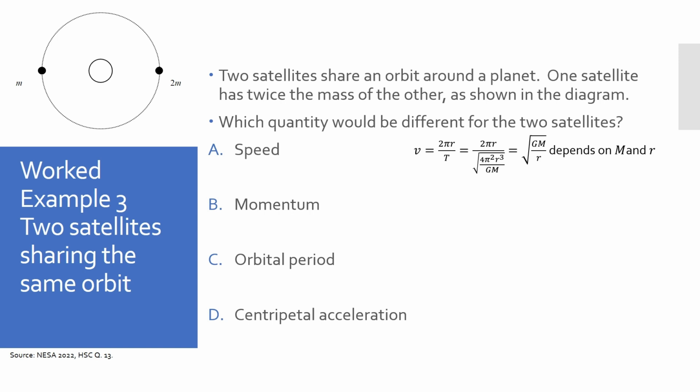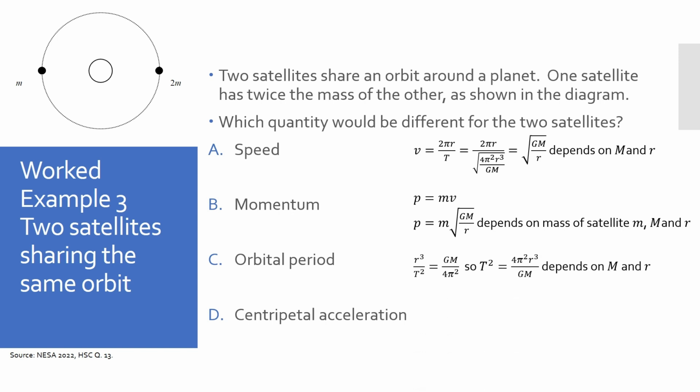For B, momentum is given by the formula p equals mv. So using what we just found, p, the momentum, equals little m times the square root of GM over r. You can see that depends on the mass of the satellite m, big M, the mass of the planet, and the orbital radius. So if we double the mass of the satellite, it's going to affect the momentum. Well, let's, for completeness, look at C and D.